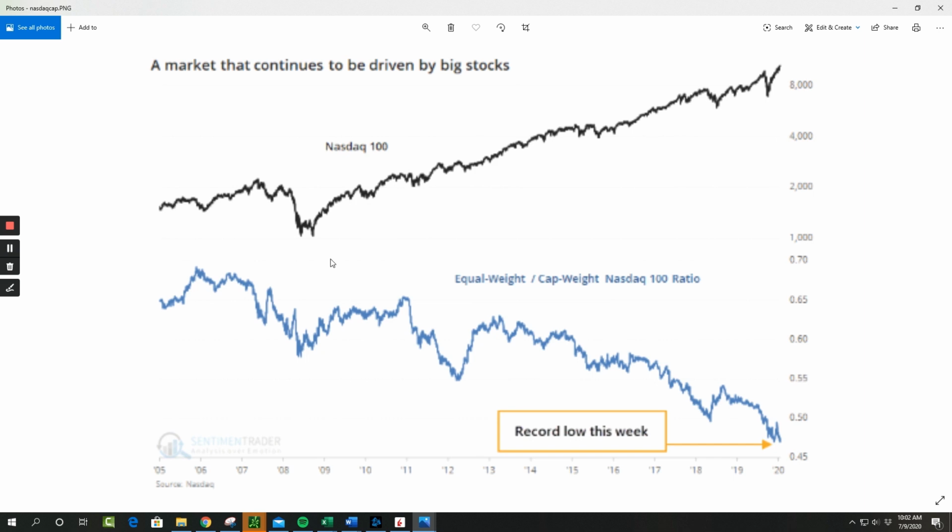When we look at the equal weight versus the cap weight of the Nasdaq 100, we can actually see the Nasdaq 100 is making new all-time highs, while the equal weight to cap weight ratio is making record lows this week. That is a very clear graphical representation that a few names are really what's leading us higher.